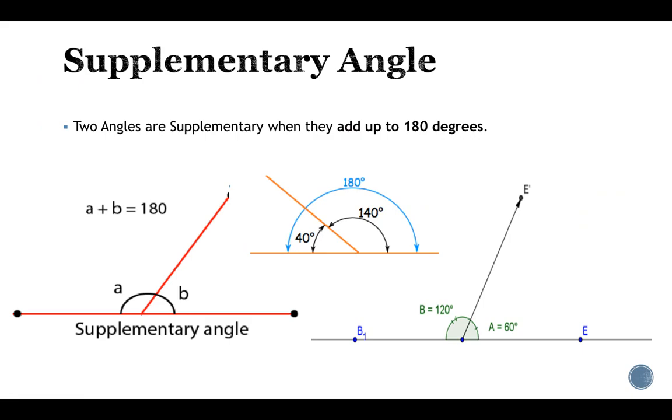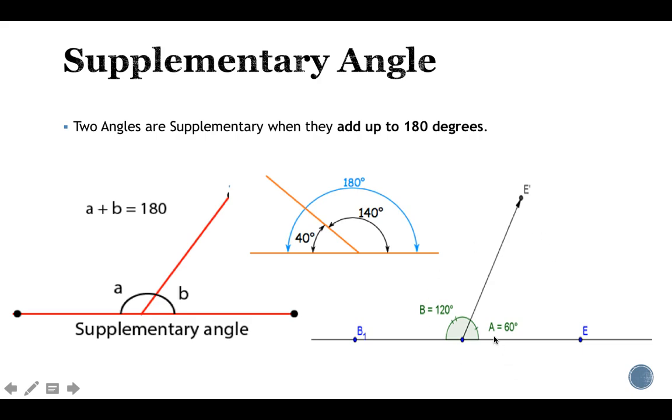Now we come to the supplementary angle, where the two angles sum up to 180 degrees. That means when the two angles are added, that will be equal to 180 degrees. That means A plus B equals 180 degrees. 40 and 140 equals 180. Here 120 and 60, when you add up, it will be 180.